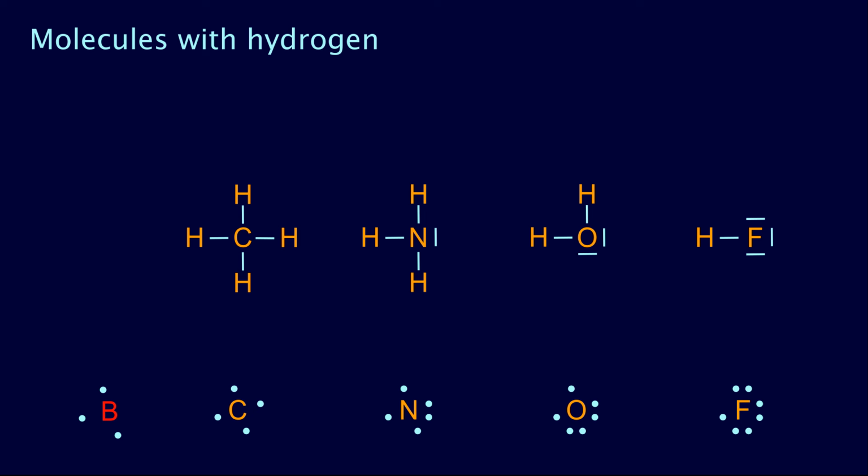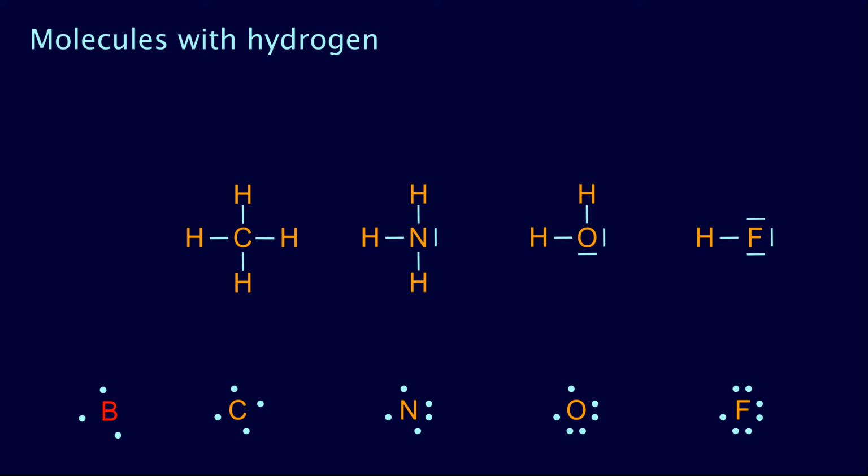And this number of single bonds which can be formed by each element, this is called the valence of this atom, or of this element. And this is a very important feature in chemistry for the individual elements.